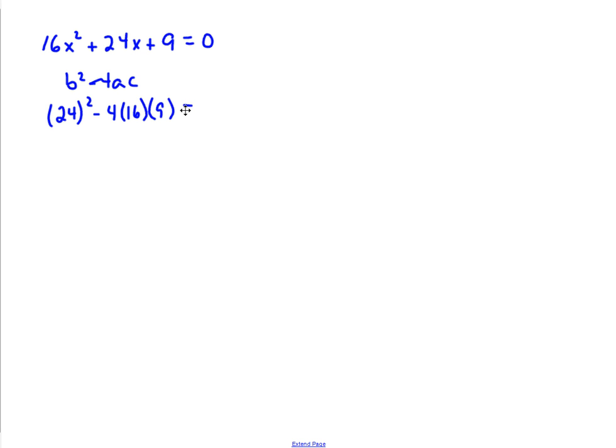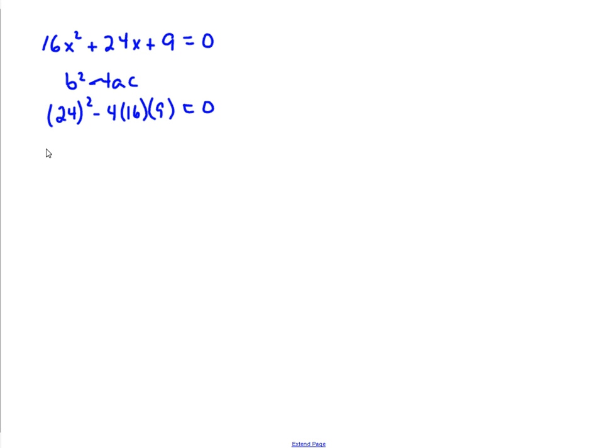Let's say that I had this one. Let's say that I had 16x squared plus 24x plus 9 was equal to 0. And we wanted to find out how many solutions does this one have? Well, using our formula, b squared minus 4ac, we're going to get b squared, which is 24 squared, minus 4 times a, which is 16, times 9 equals 0.